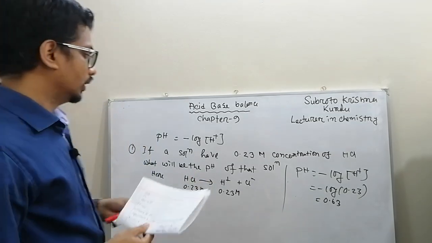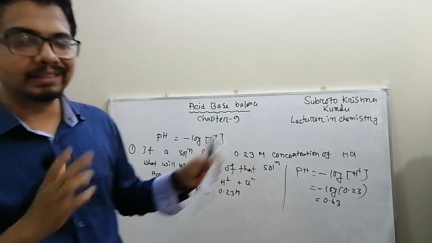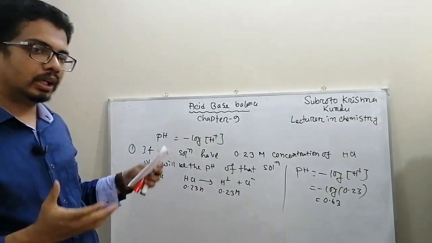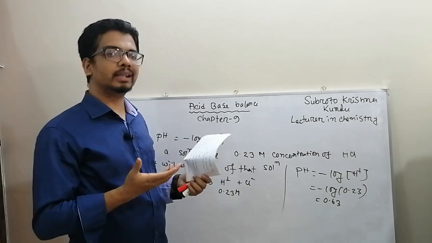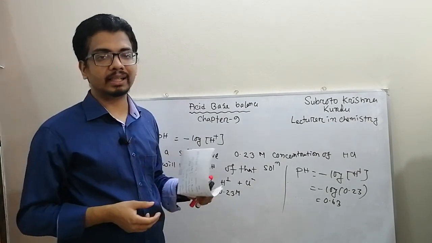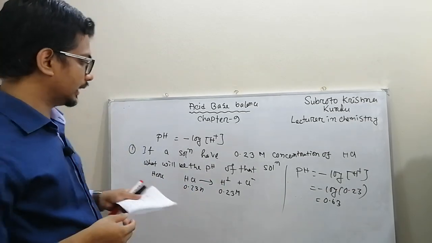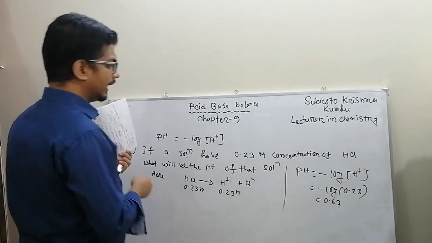Okay, we know that the pH range is 0 to 14. That means if the pH value is lower than 7, then it is acidic, and if the pH value is higher than 7, it is basic.